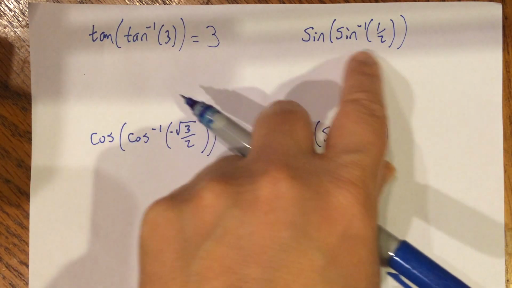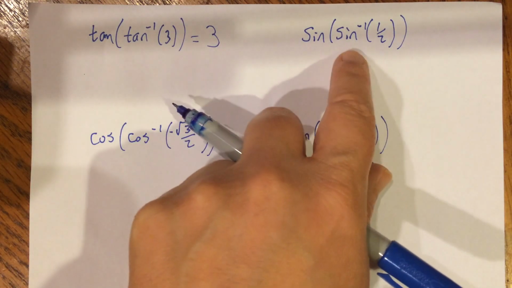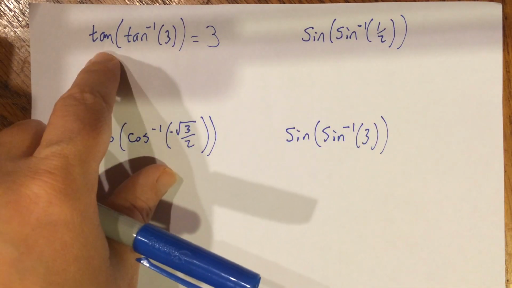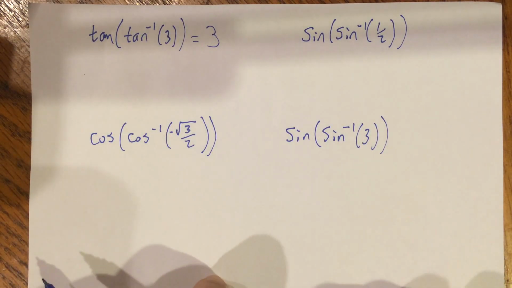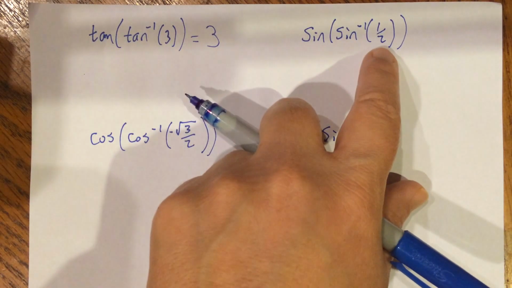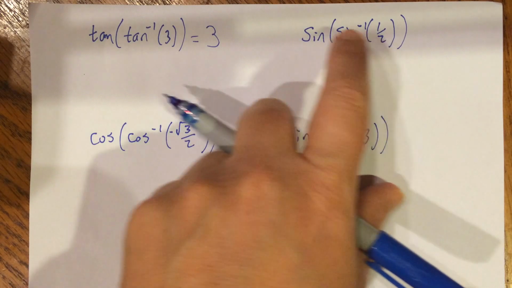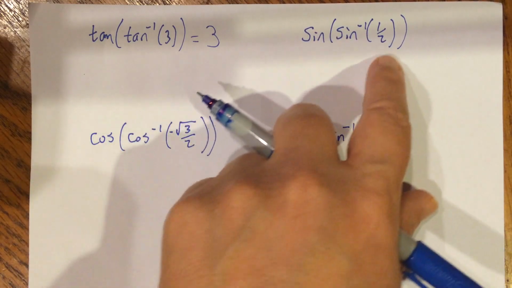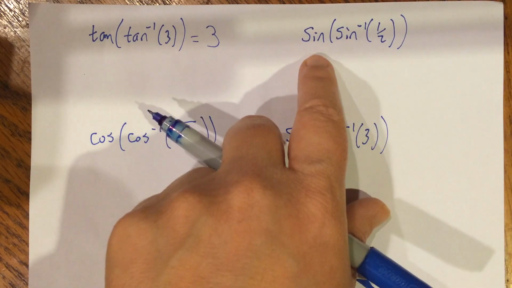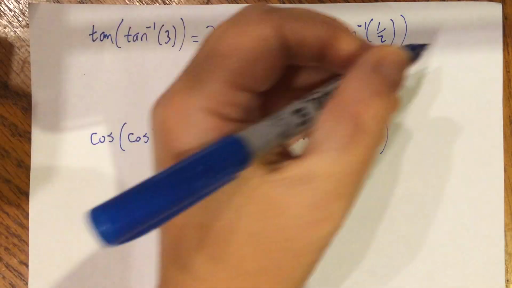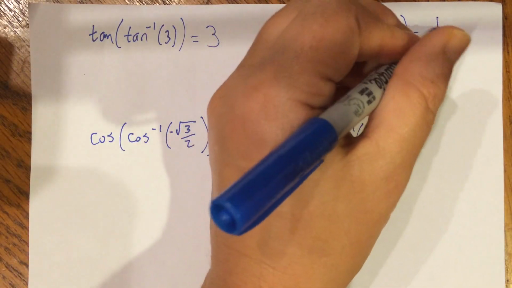So sine is sine inverse of 1/2. So again, because these are opposite functions or inverse functions, the operation just cancels out and we're just left with what's on the inside. Sine inverse, the domain has to be in between -1 and 1. It is. And then sine, just remember your sine graph, the output has to be between -1 and 1, which 1/2 still is. So 1/2.